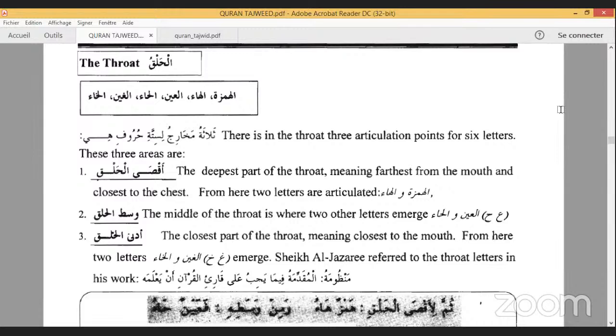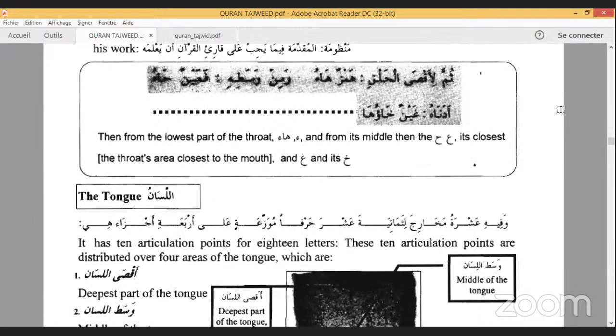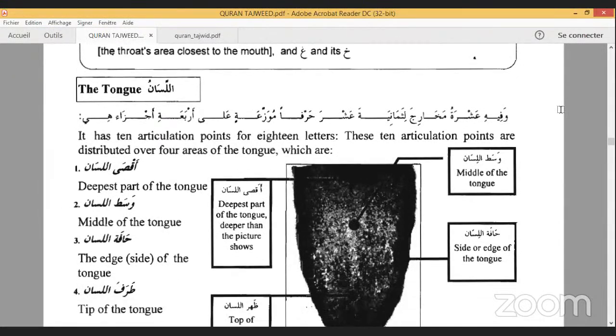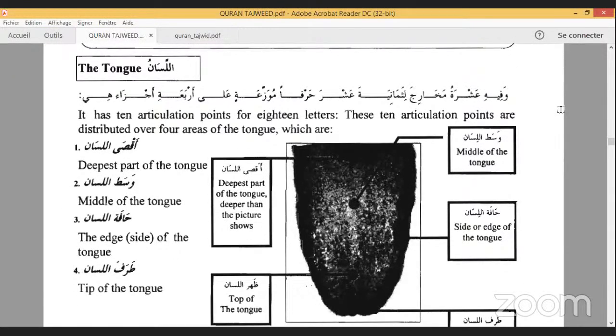And from the closest part of the throat, we have hamza, ha, ayn, ha. I think that's clear, inshallah. So we are going to pass this one to the lisan, خارج اللسان, the tongue, lisan.